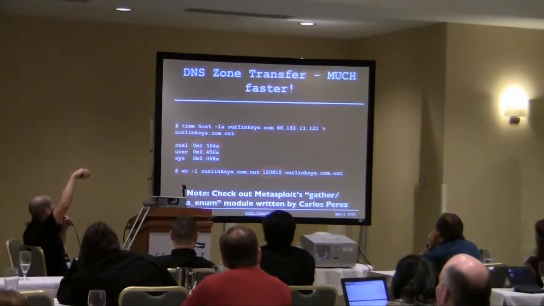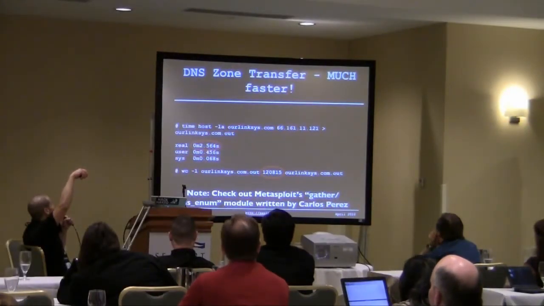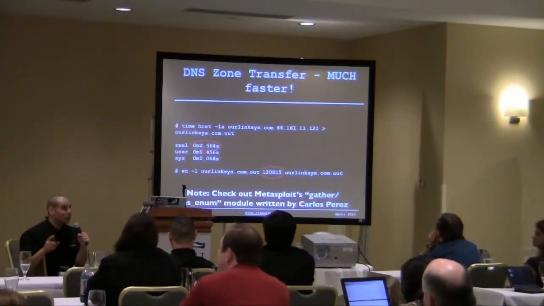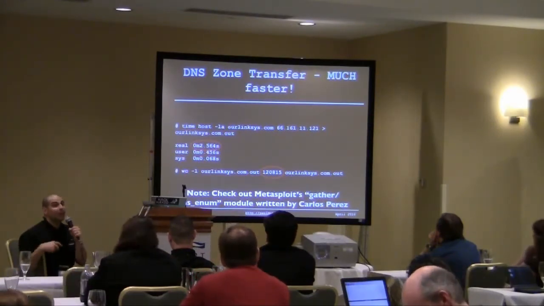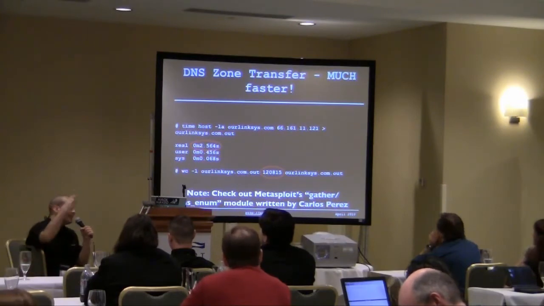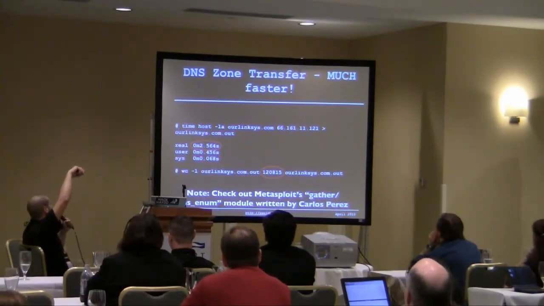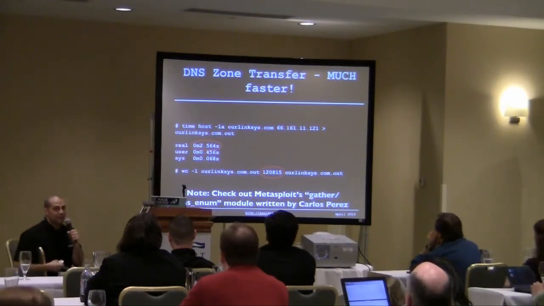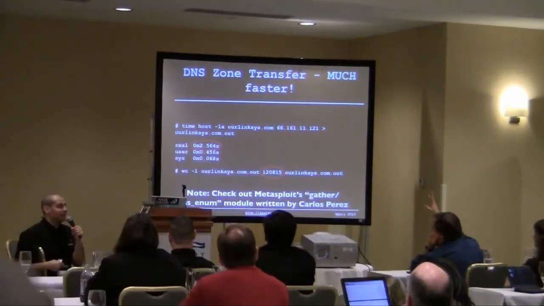One of their DNS servers at that IP address there, which no one can see, right, actually allows for a zone transfer. And ourlinksys.com is one of those DDNS providers. It spits back a list of about 12,000 hosts in 2.5 seconds. That's way faster than scanning the internet with Nmap.